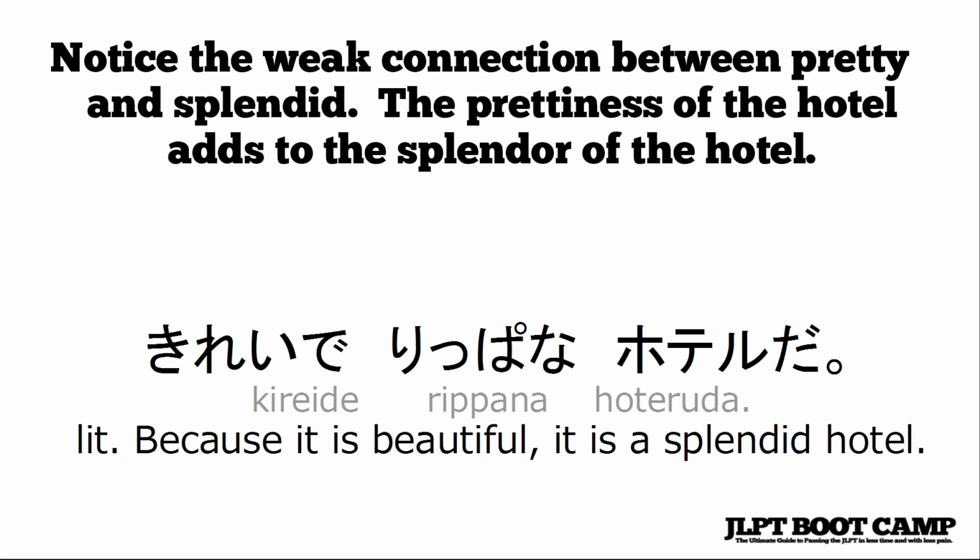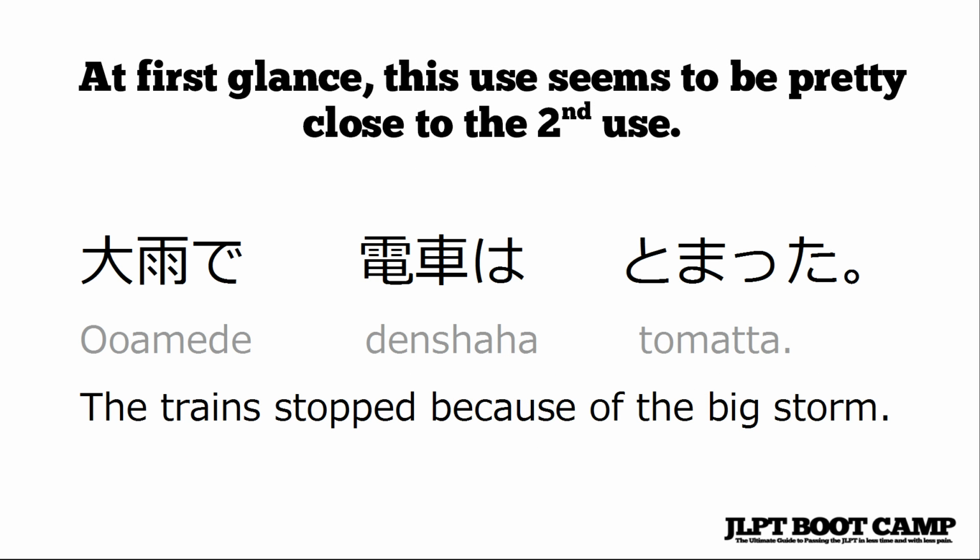Kirei is not adding to hoteru. So keep that in mind when you're gluing these together. You have to make sure that the na adjective that's using the de is adding to the na adjective following it. And at first glance, this is kind of a weird use.